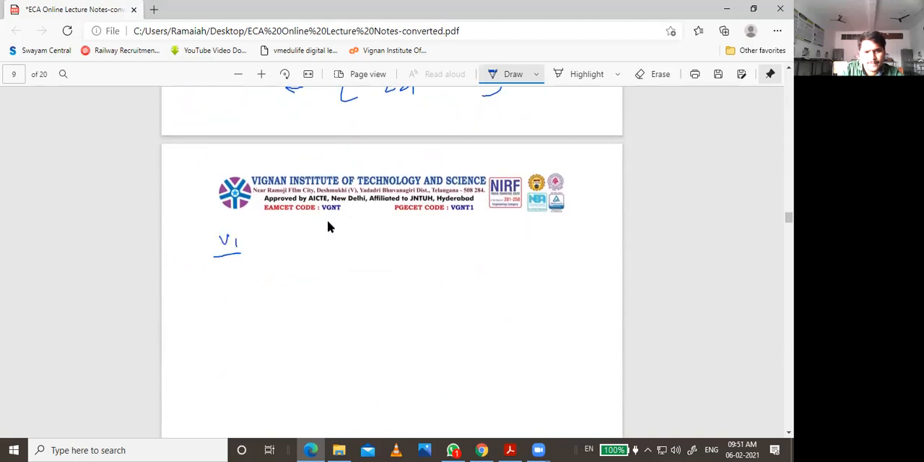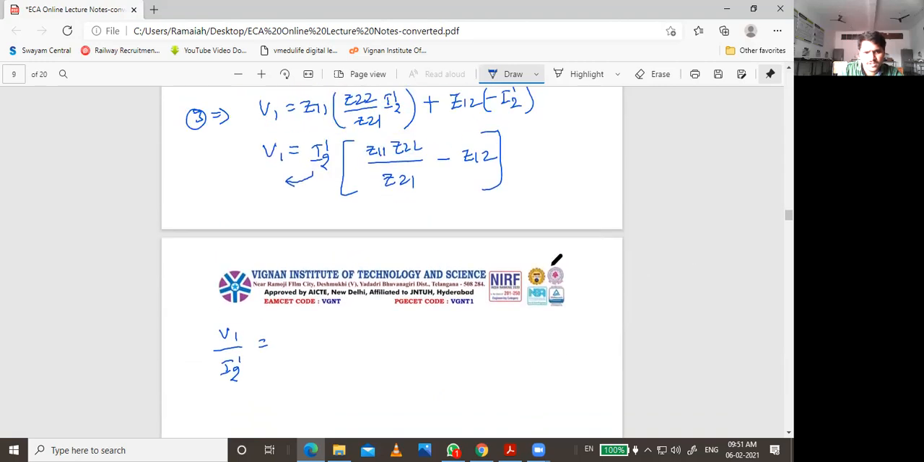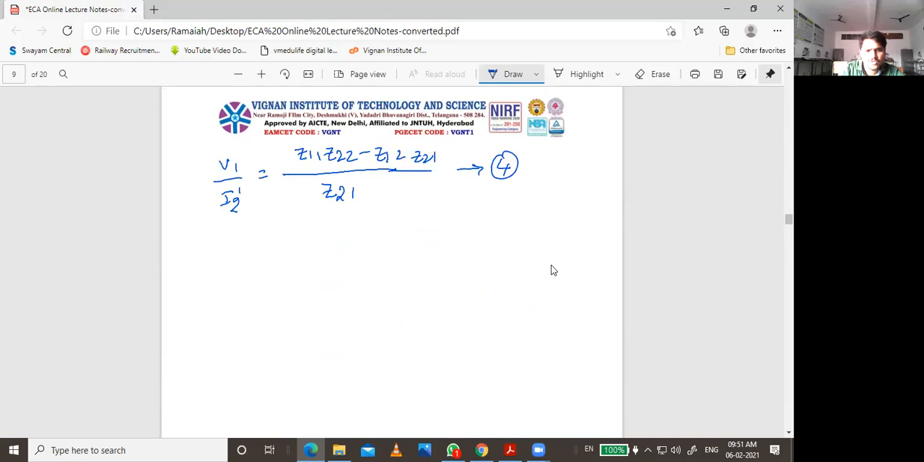So V1 by I2 dash equal to, now see, what is the value? What is the LCM here? LCM is Z21. So Z11 Z22 minus Z12 Z21, by Z21. Let's say equation number 4. So step 1 is completed. By short circuiting port 2, we found V1 by I2 dash. Now step 2.